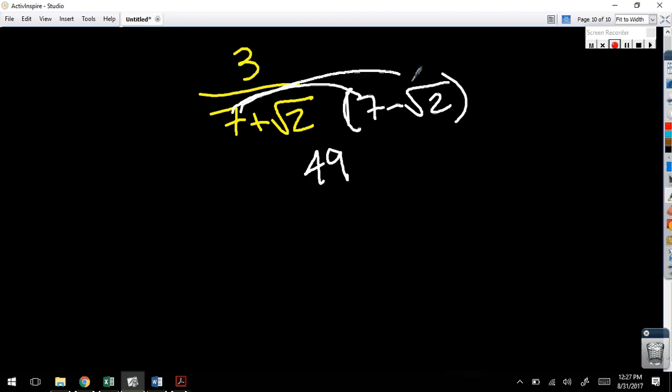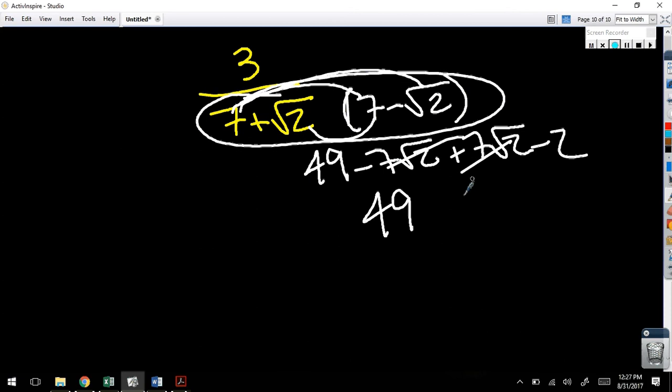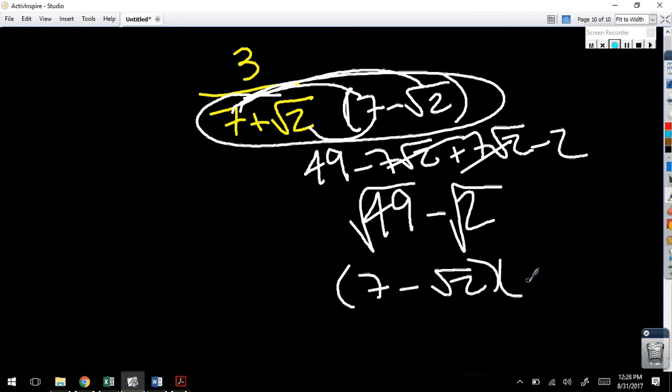49 minus 7 root 2 plus 7 root 2 minus 2. So there's a 7. This is the factored form, get ready for it, of a difference of two squares. 49 minus 2. 2 is not a perfect square, but if I think about taking the square root of each end, you won't have to do it that way, but I'm just getting to the point that you have technically seen it before. It just takes a little bit deeper thinking there.